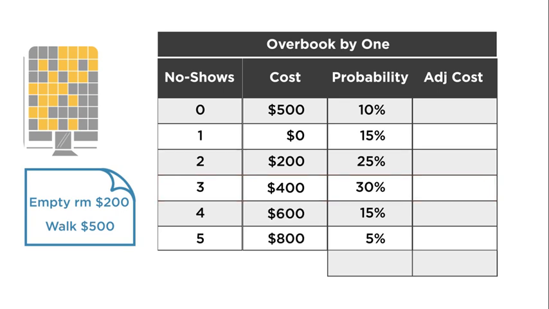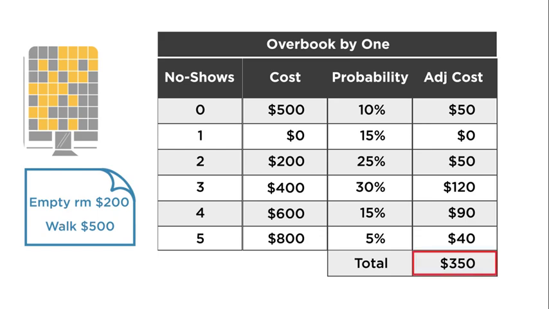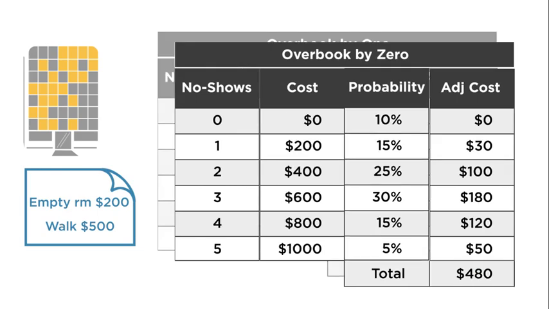But eventually you're going to see that it costs you $350 to overbook by 1 room. So 10% of the time it's $500, 15% of the time it is perfect, 25% of the time it's going to cost you $200, and so forth. So it's cheaper to overbook by 1 than it is to overbook by 0. It was $350 to overbook by 1 room, and it was $480 to overbook by 0.